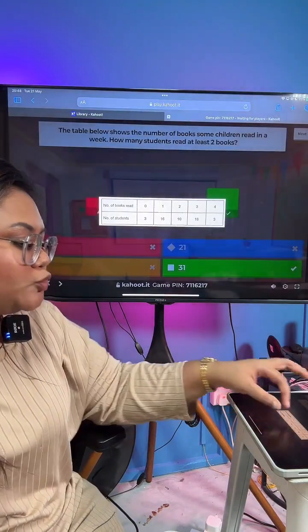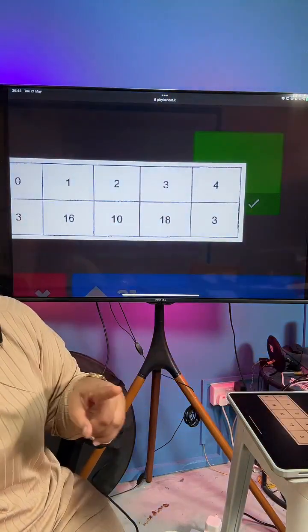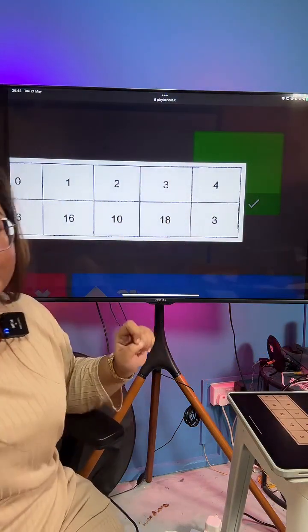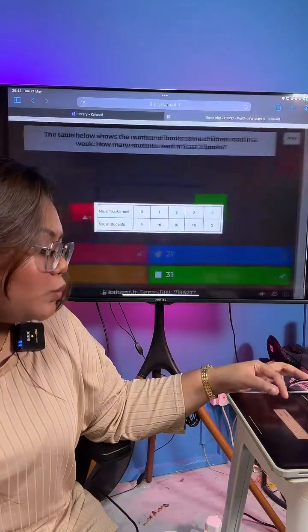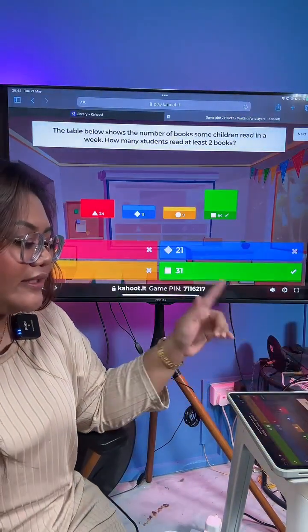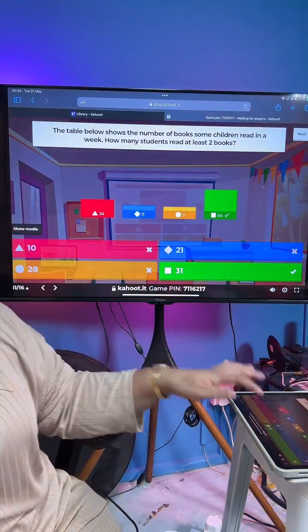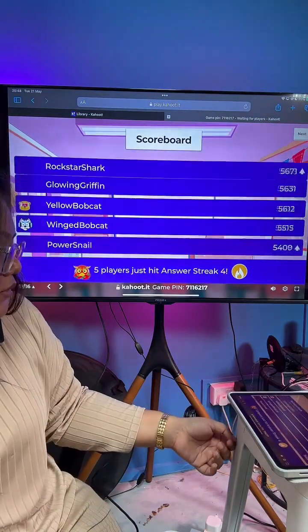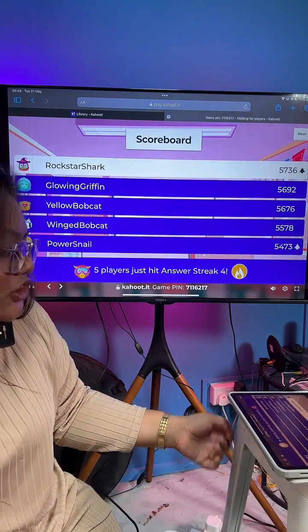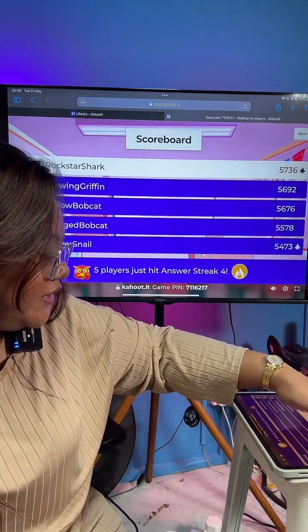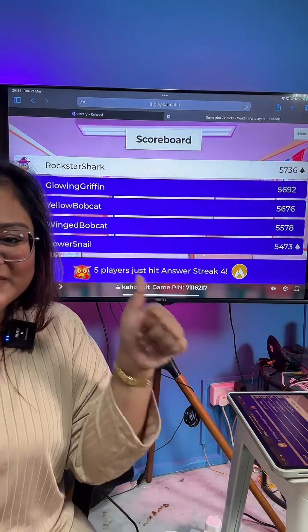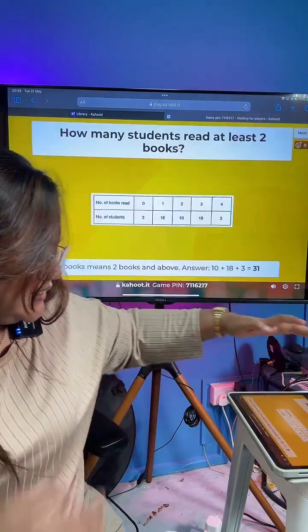I want at least 2. So I want 2, 3, and 4. At least 2 means 2 and above. So 10 plus 18 plus 3 people. That is why I add 10, 18, and 3 to give me 31. Alright, let's see the leaderboard. Okay, Rockstar Shark, nice one. Let's move on. 5 players hit answer streak 4. Great job. Okay, next.